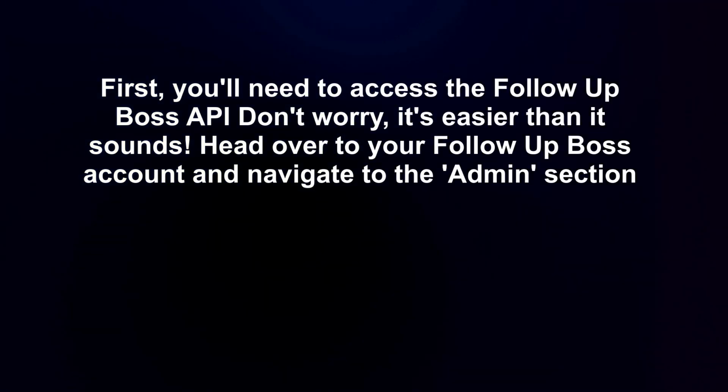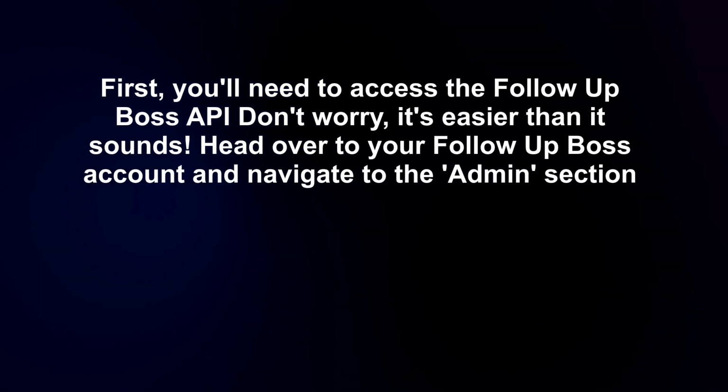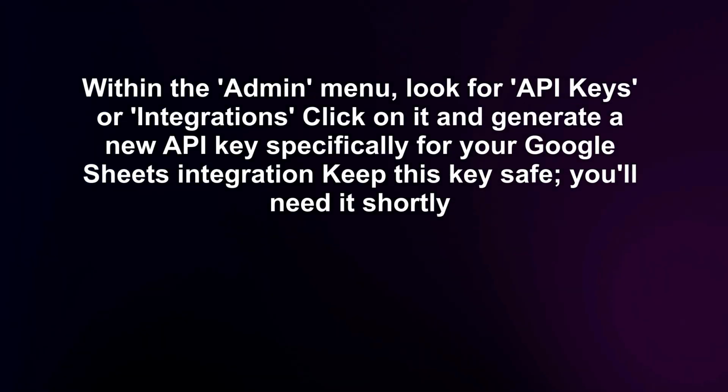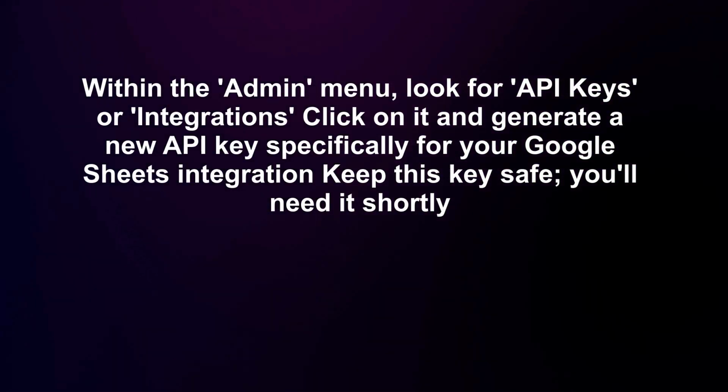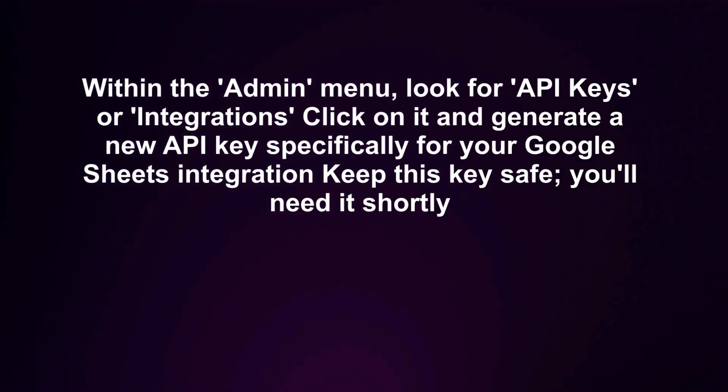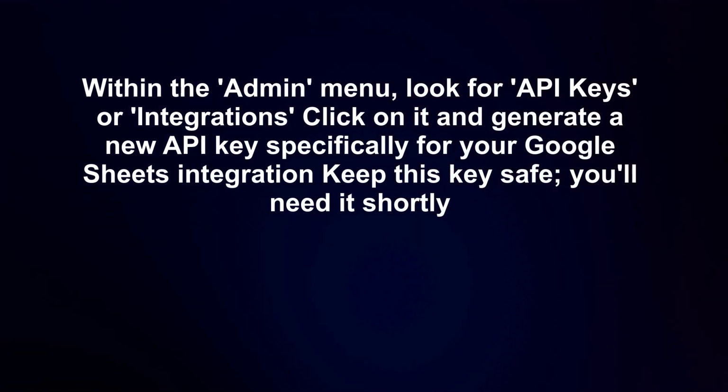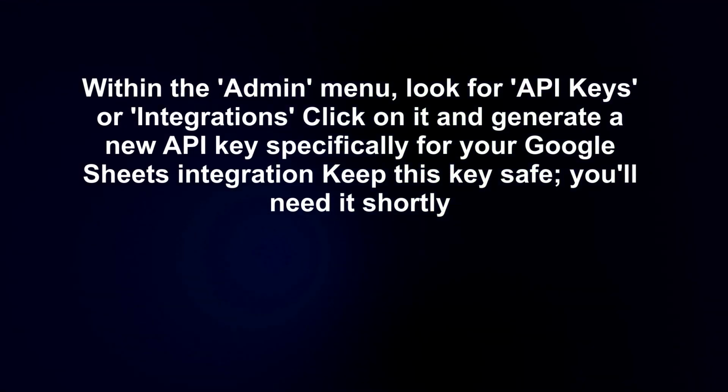Head over to your Follow Up Boss account and navigate to the admin section. Within the admin menu, look for API keys or integrations. Click on it and generate a new API key specifically for your Google Sheets integration. Keep this key safe. You'll need it shortly.